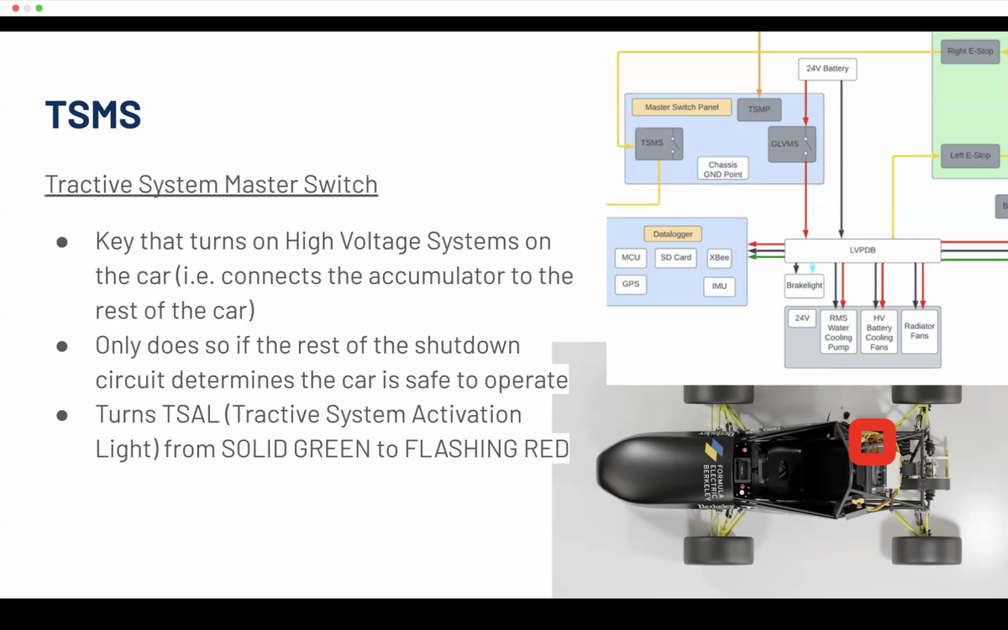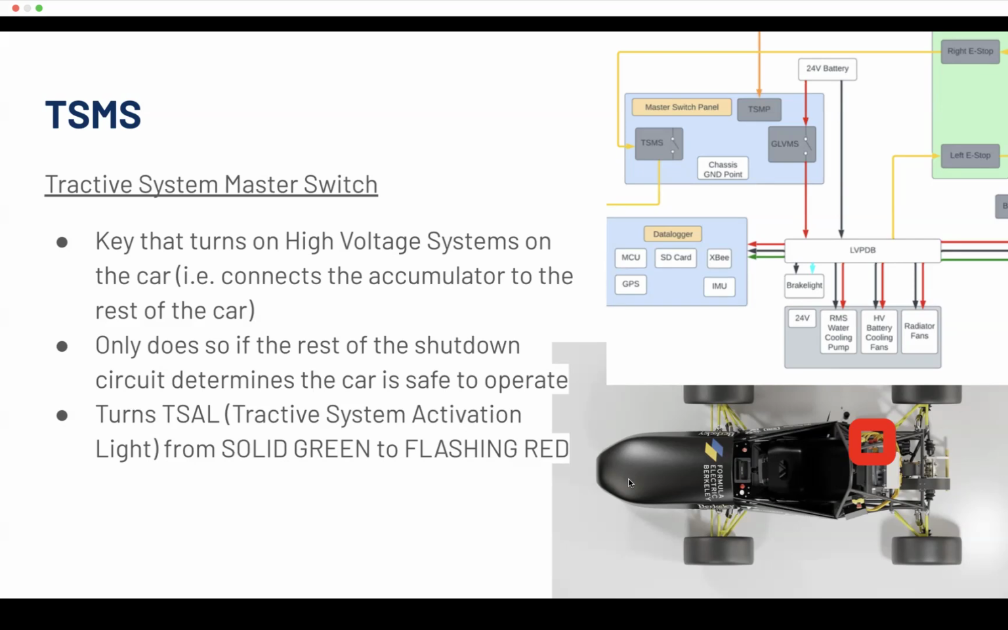But anyway, this switch is basically just another item in the shutdown circuit. It doesn't explicitly by itself activate high voltage. It's just the last item in the shutdown circuit that you would be turning. And when you turn it, you're like, okay, everything else in the shutdown circuit is connected. Now connect the last thing. And then after you do that, the AIRs should close, the system should start pre-charging, and then you should be ready to drive.